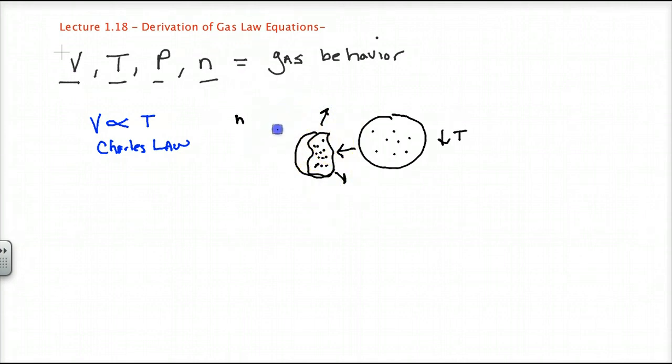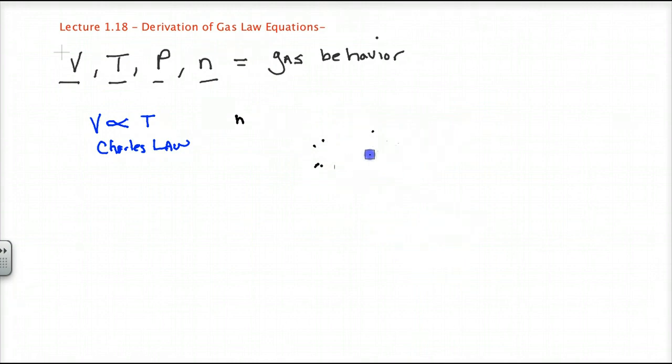So the two variables that have to stay constant for this to work are the number of particles, which we call n, the word I use for that is mole, and pressure. There are the two things that have to stay constant.